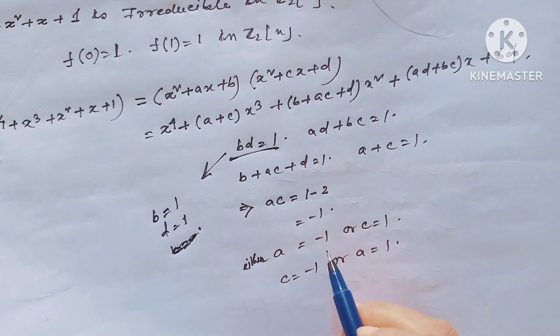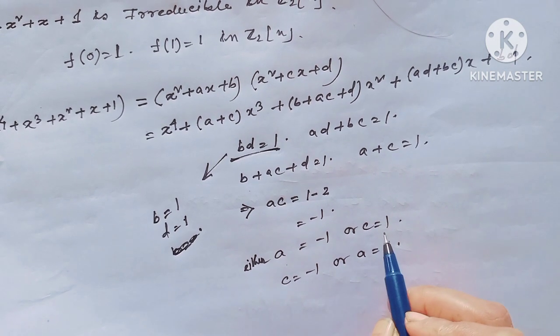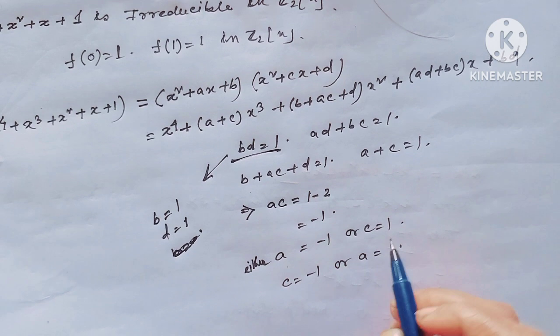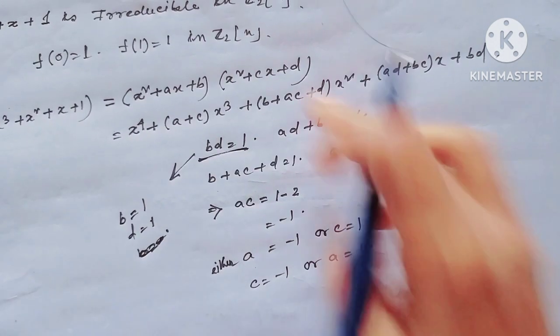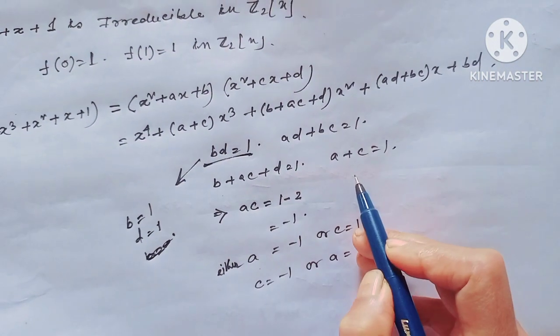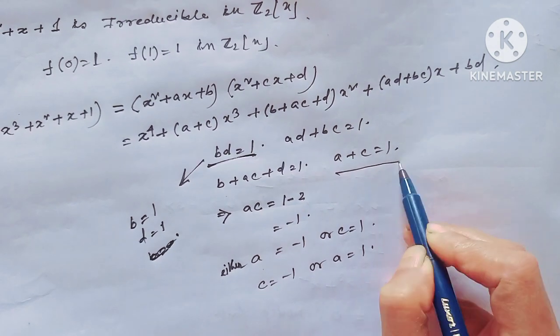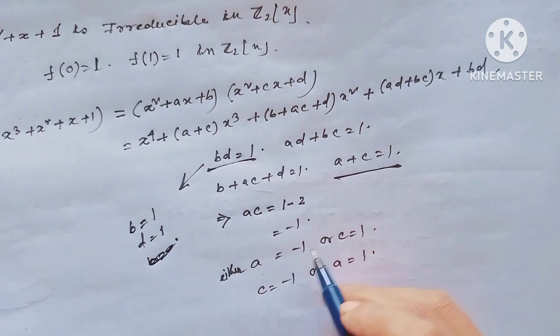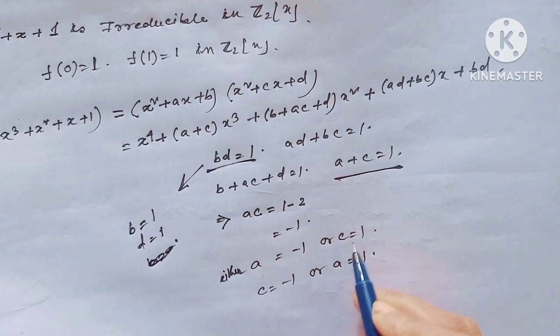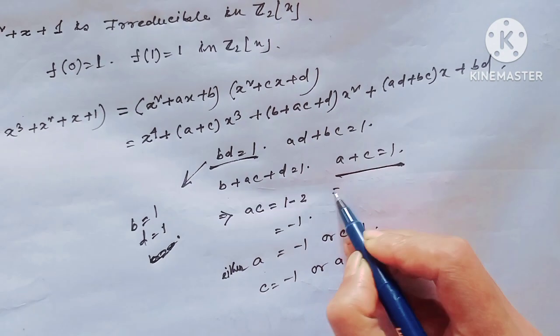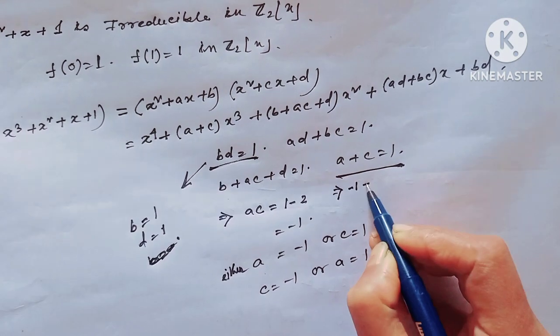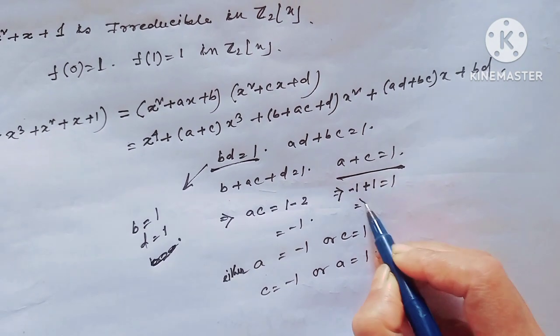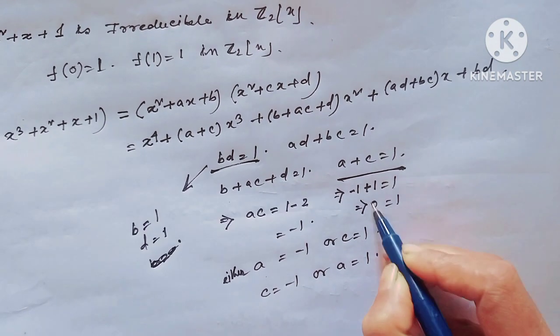If we choose a equal to minus 1 and c equal to 1, then here a plus c equal to 1 is given. But here I have got a equal to minus 1 and c equal to 1. Just put the value, then minus 1 plus 1 equal to 1. That means 0 equal to 1, and this is not possible.